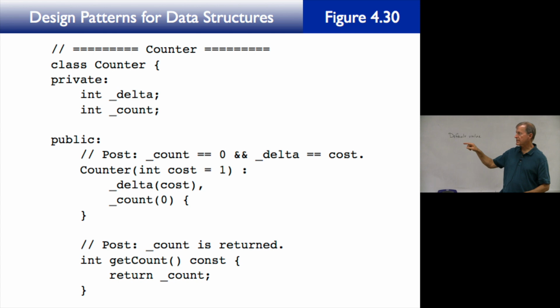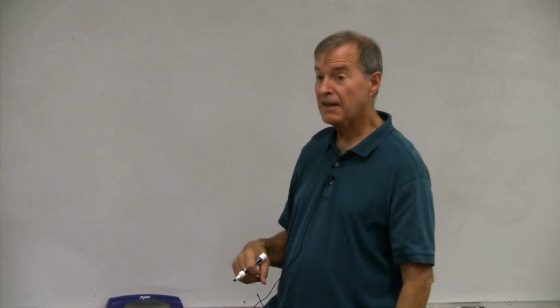And so what does it do? It initializes. Here's, I think, a new C++ feature that you might not have seen before. What in the world is this delta parentheses cost and this count parentheses 0? I think this is the first time we've seen this. In fact, delta parentheses cost is equivalent to what? Have you seen this before?